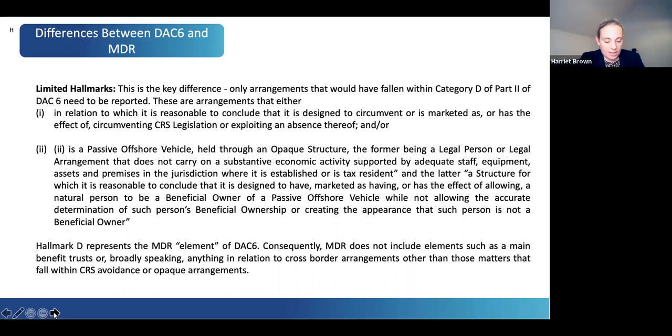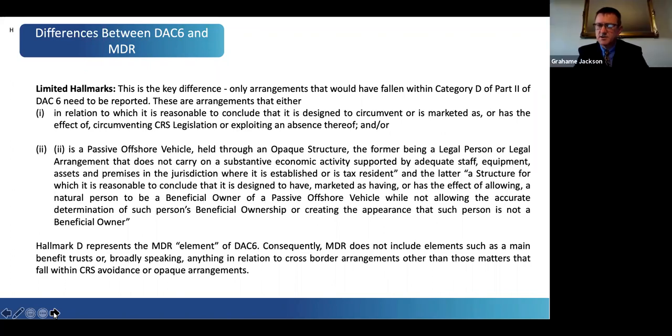So as I've said, Hallmark D represents the MDR element in DAC6. So other key differences, there's no need to worry about a main benefit test within MDR. And we're not focused on cross-border arrangements. We're literally just focused on things that are designed to obscure beneficial ownership from common reporting under the CRS.